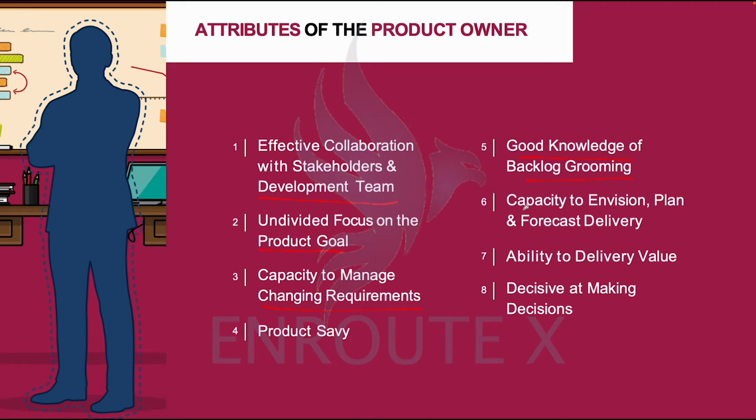In addition, the product owner should have the vision, the capacity to envision and plan. The product owner should be able to tell when this feature would be delivered. And that is where estimation comes into play. As we go further, we'll be looking at all those in greater detail.